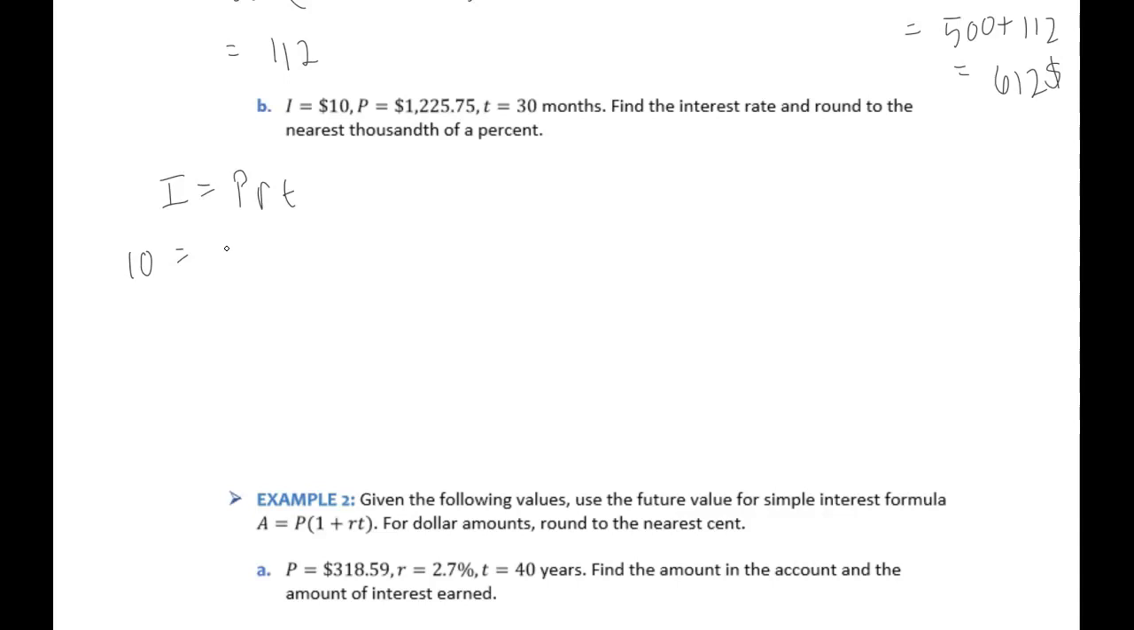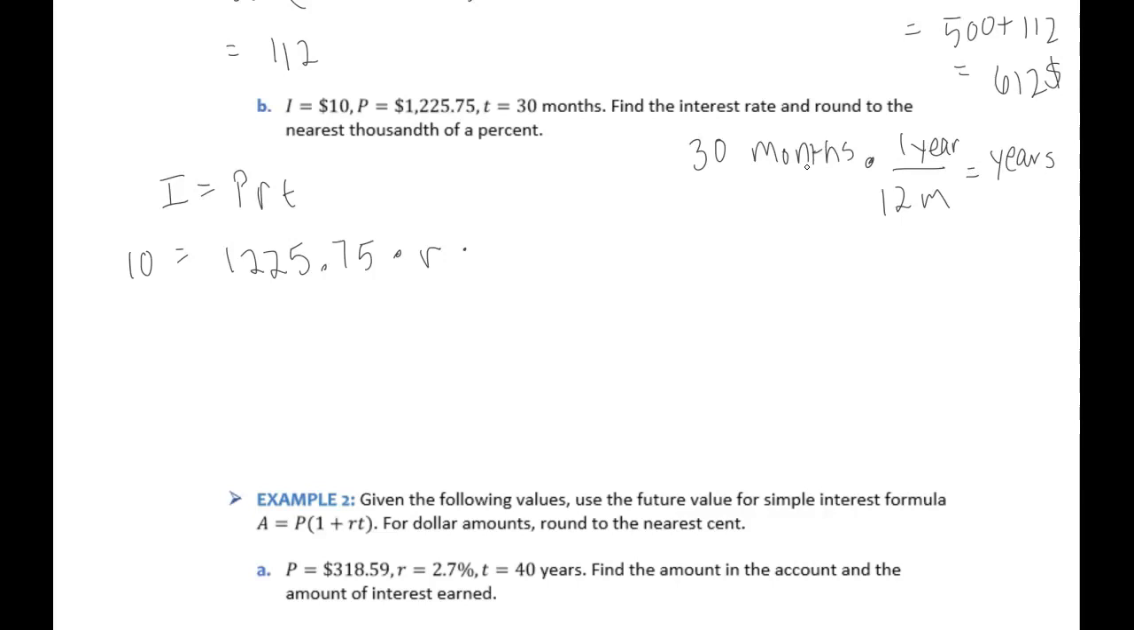So interest of $10, principal of $1,225.75. Interest rate is what I'm solving for. And now my time is 30 months. I cannot simply put 30 here though, because this is 30 months and I need to use my time in years. So I need to take that 30 months and convert it to years. So I'm going to multiply by 12 months in 1 year.